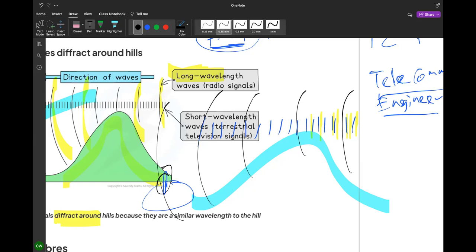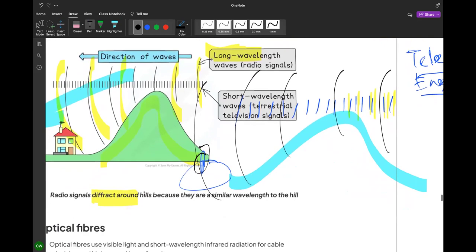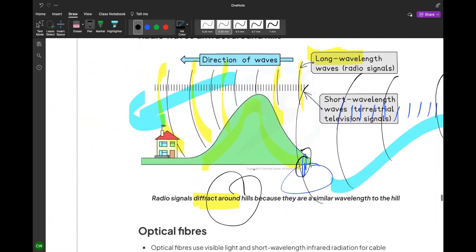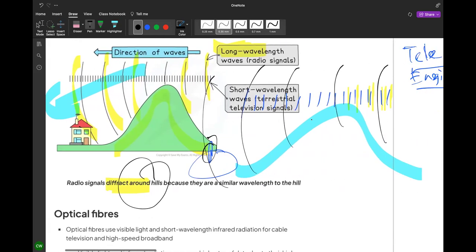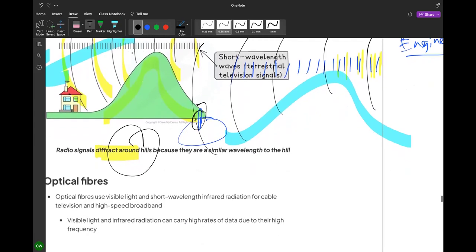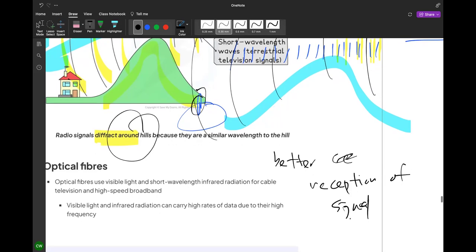Sometimes they ask you why you need to use long wavelength. Then you have to talk about diffraction. Okay, diffract. So you can reach the houses, better reception. Better reception of signal. So sometimes they ask you about this one, you have to talk about better reception of signal.